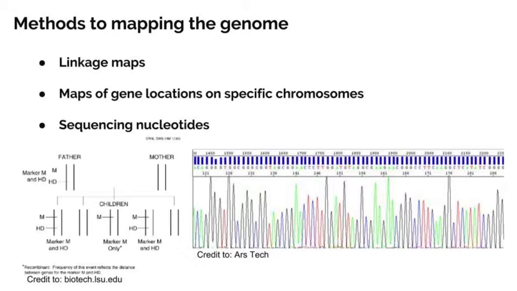And a linkage map demonstrates how to track a gene throughout a family history because genes are often heritable and cancer genes are particularly known to be heritable. And if you have one mutation on the gene already, people are more susceptible to get cancer. So the next one is maps of gene locations on specific chromosomes.